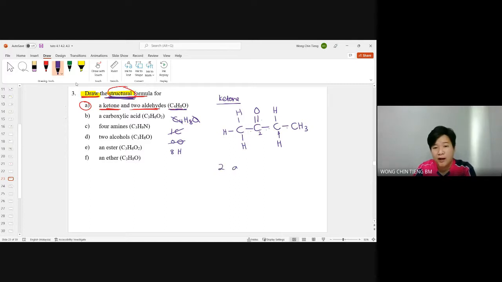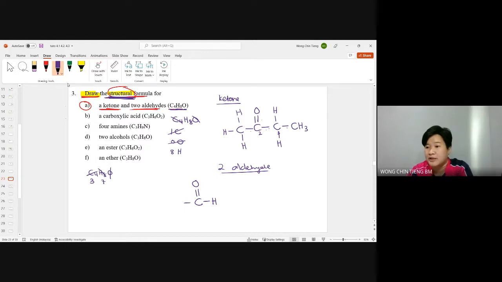Different story. Okay? Next, I have one ketone. I have 2 aldehyde. So when I have 2 aldehyde, how do I start with the aldehyde? I will start off with what aldehyde represent, C double bond O, H. I'll represent with that straight away. Knowing that I have 4 carbon, 8 hydrogen, 1 oxygen. Oxygen dah selesai. Carbon dah guna 1, tinggal 3. Hydrogen dah guna 1, tinggal 7.